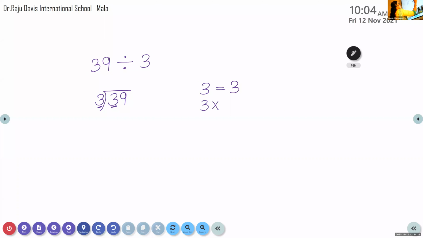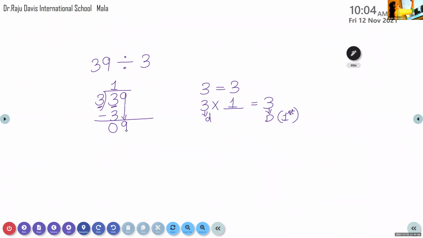3 into dash is 3. This is the divisor, and this one is the dividend, the first digit of the dividend. 3 into 1 is 3. Now where will that 1 go? 1 will go on the top of 3. Now this product will come down. Subtract it. 3 minus 3 is 0. One digit is left over there, 9. Bring it down. 9 will come down here.